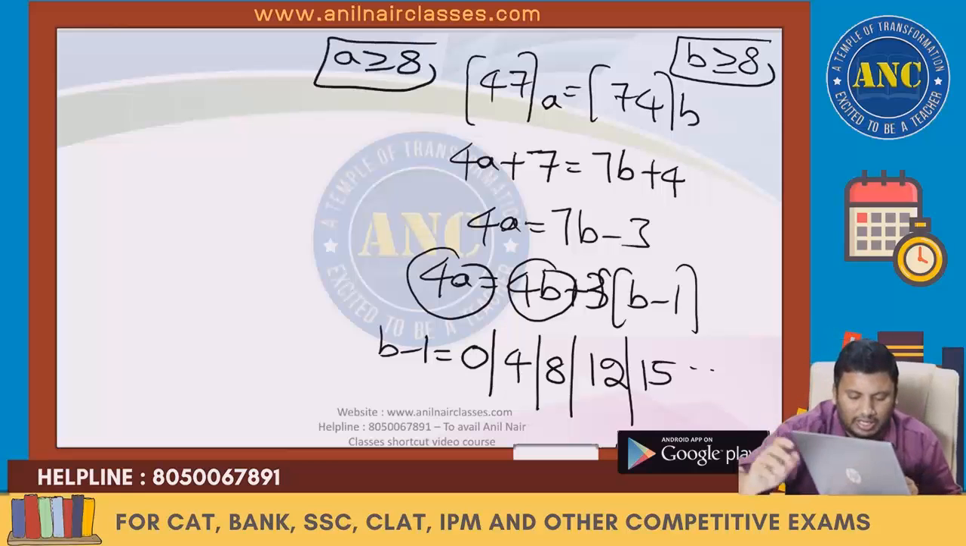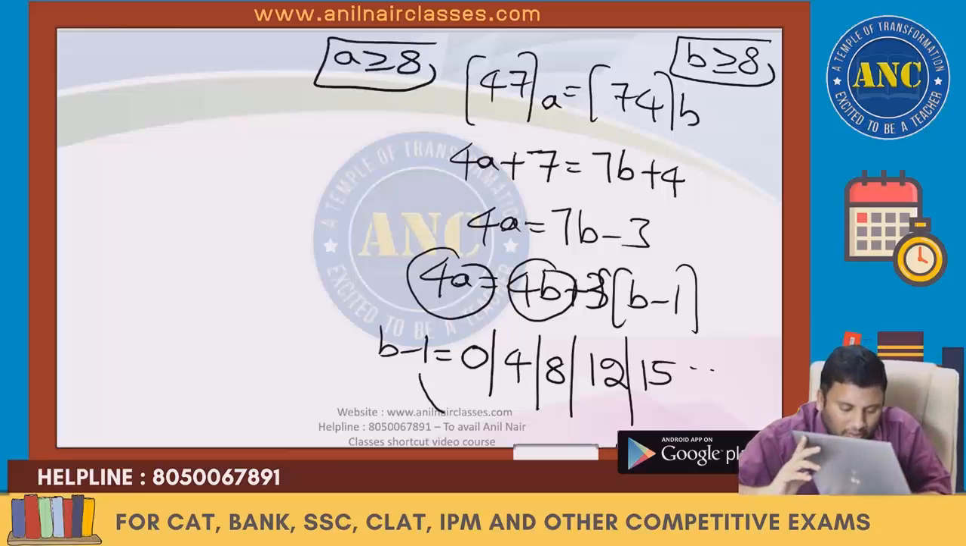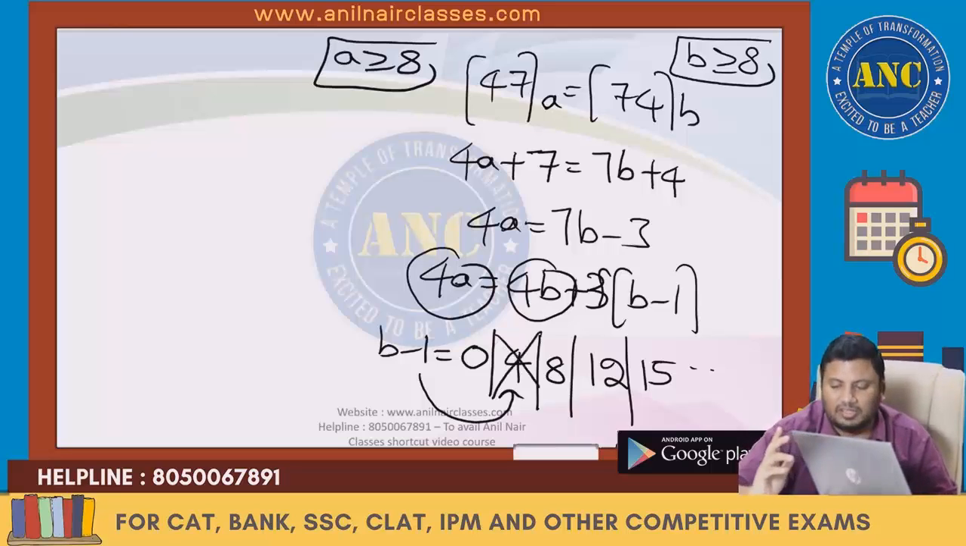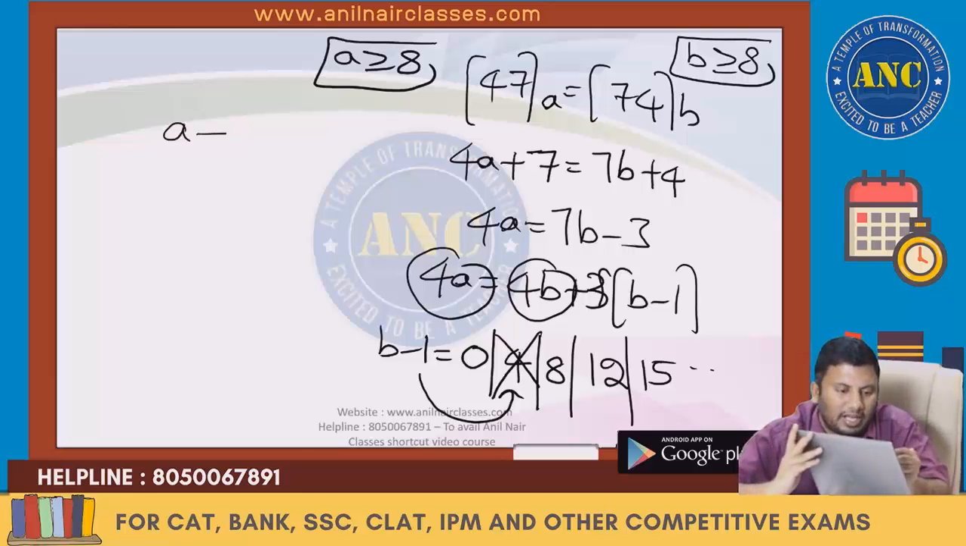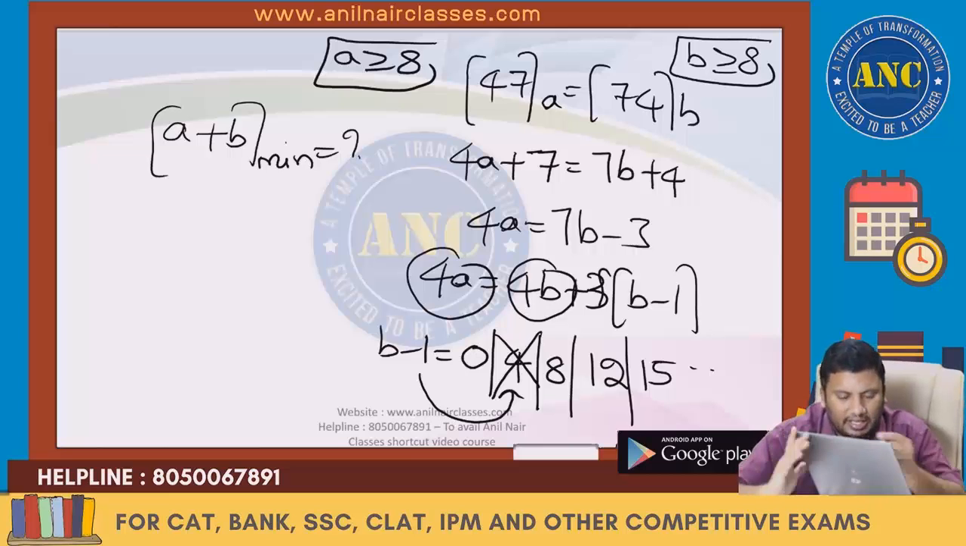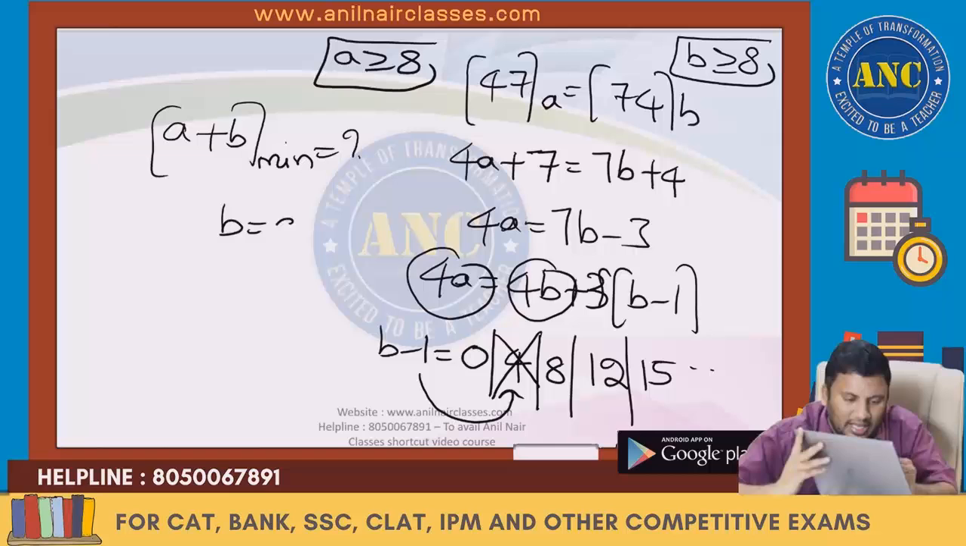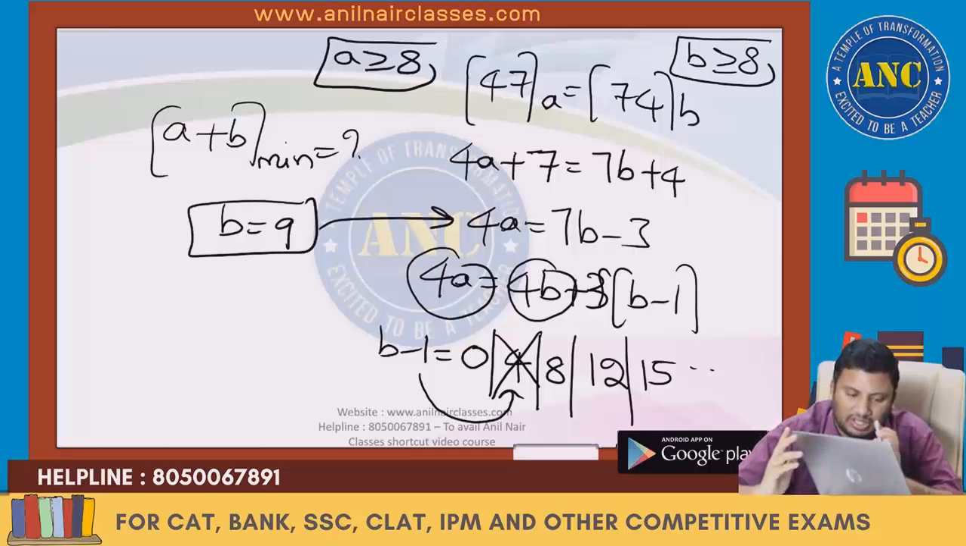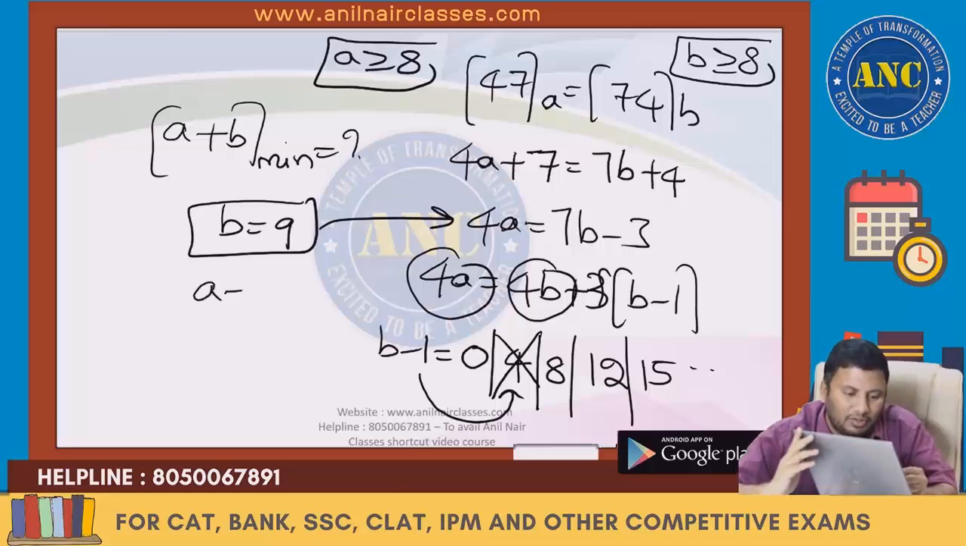Did I miss out any condition? Oh, I think now I understood. B minus 1 is 4, B value is 5. B 5, it is not possible. So I think I made a calculation mistake. Thank you, Ananya. A plus B is minimum. These B 5 not possible. If B minus 1 is 8, B will be 9. If B is 9, 63 minus 3, 60, A value is 15.